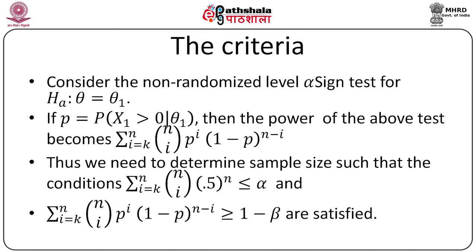Then we need to determine sample size n such that the conditions summation i from k to n, n choose i, 0.5 to the power n less than or equal to alpha, and summation i from k to n, n choose i, p to the power i into 1 minus p to the power n minus i, greater than or equal to 1 minus beta, are satisfied simultaneously. This is naturally a complicated problem as n and k are both integers and are to be determined simultaneously. Moreover, the solutions are not unique. In practice, we fix n and k satisfying the level alpha criterion, and find the pairs satisfying the power requirement.